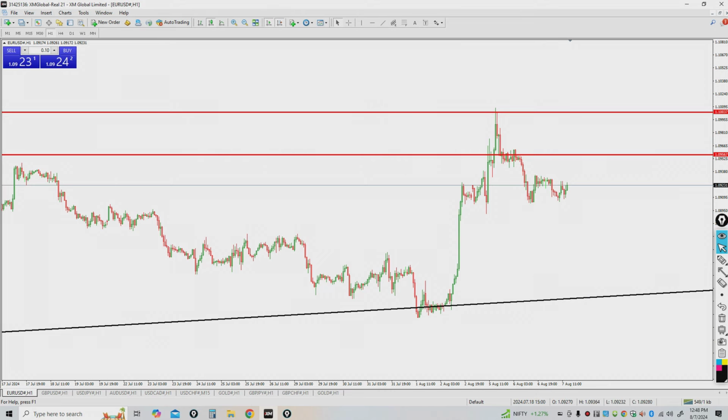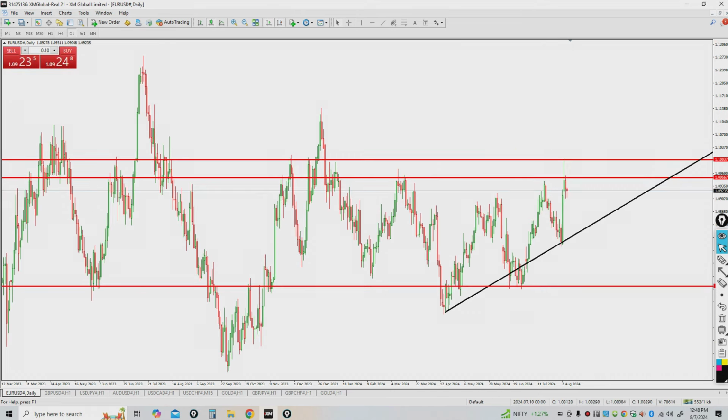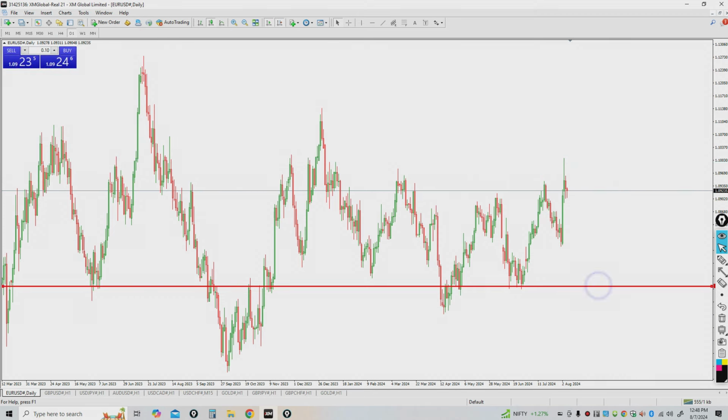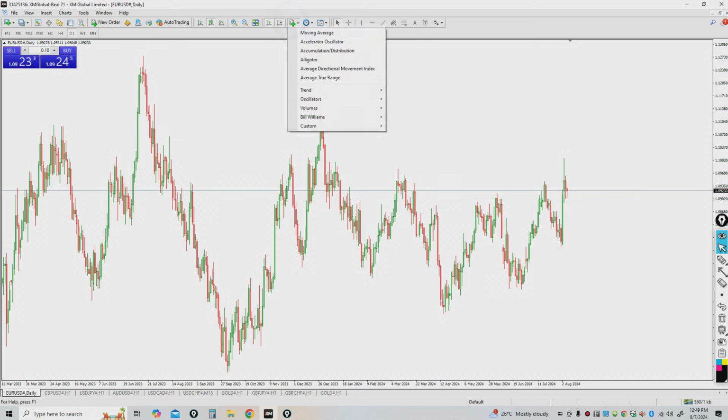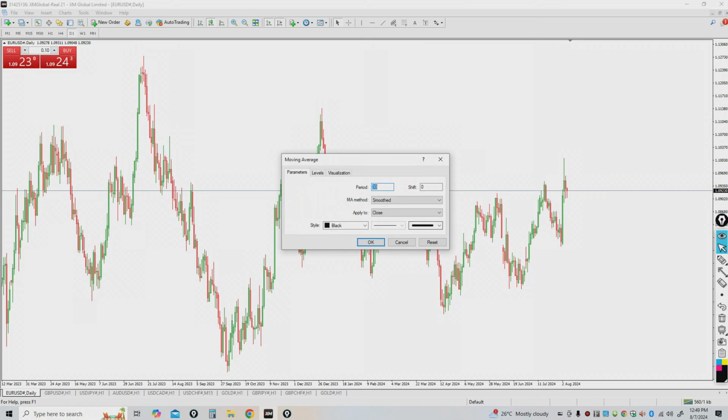Hold on, let me go back to the daily time frame again. Okay, so let me do this. This one. Okay, so this is my prediction for Euro USD. Again, I can add more filters to make it more unique. So by doing that, I'll go straight to my indicator. I'll come to trend and then go to moving average. And I can add 200 smooth. Let me see what's going to happen.